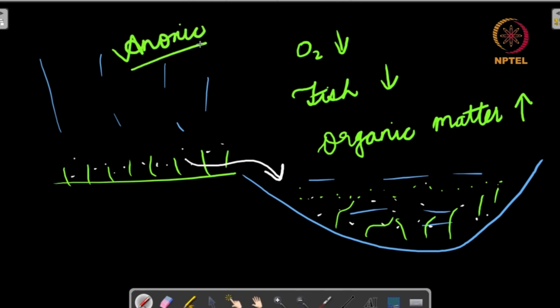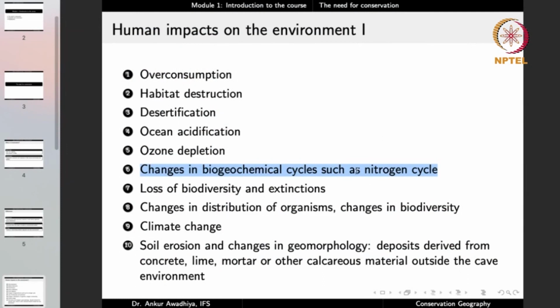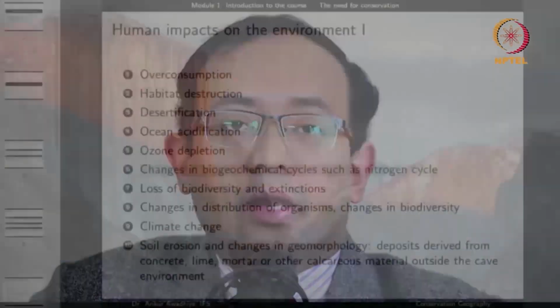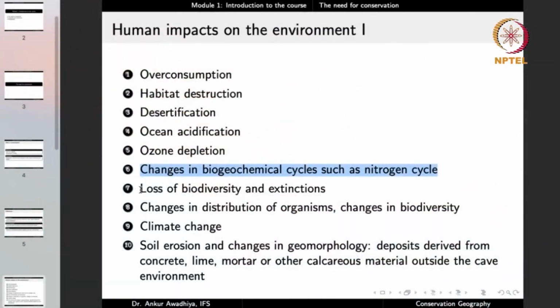So now the lake has no oxygen, and when the oxygen is not there, all the plants and animals in the lake will die off. So because of these impacts, because of these changes through excessive use of fertilizers, we are now killing off our lakes and ponds. That is another huge human impact on the environment. Because of all of these, we are seeing losses of biodiversity and extinction. We are observing changes in the distribution of organisms and changes in biodiversity, especially because of things like climate change.